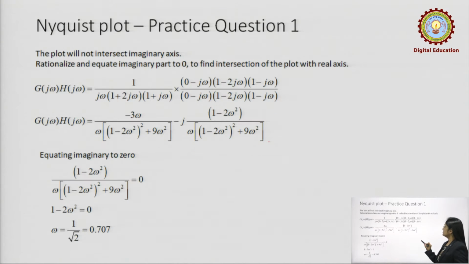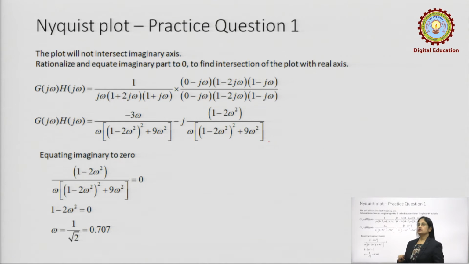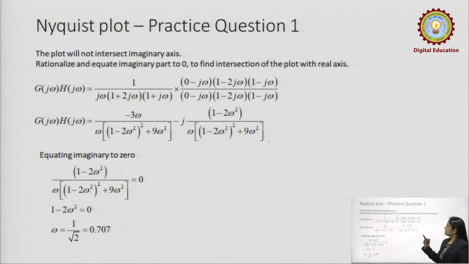Now, we can see here that the plot is starting at minus 90 degree and terminating at minus 270 degree. That means the plot is not intersecting the imaginary axis, and where the plot intersects the real axis can be found out by rationalizing and equating the imaginary part to 0 to find the intersection of the plot with the real axis.